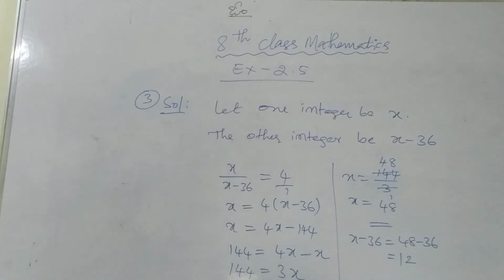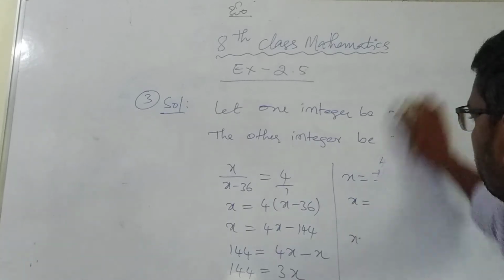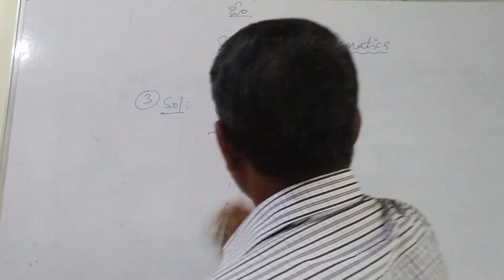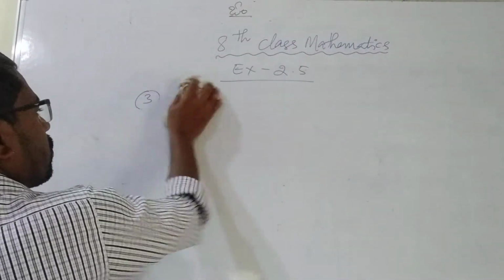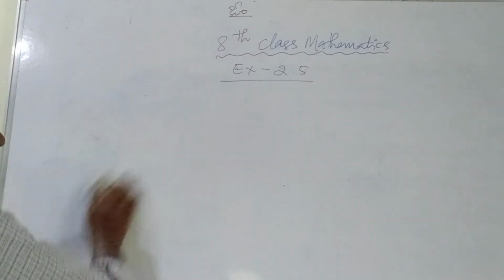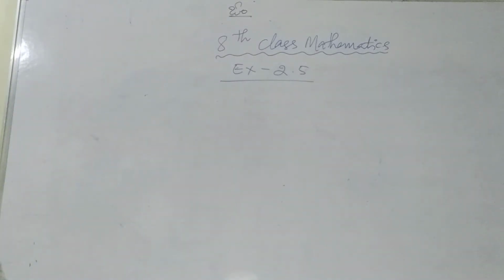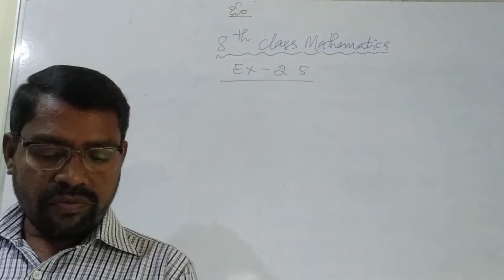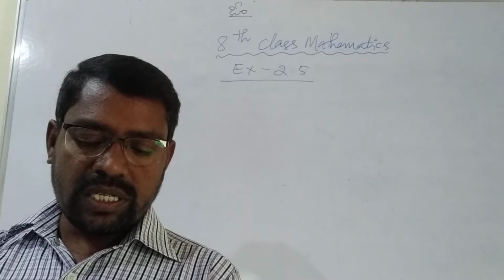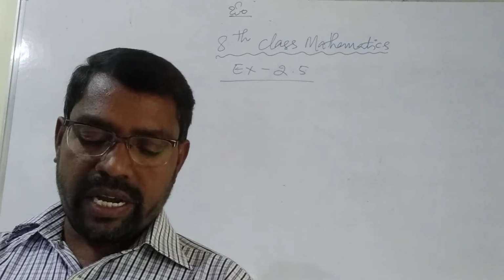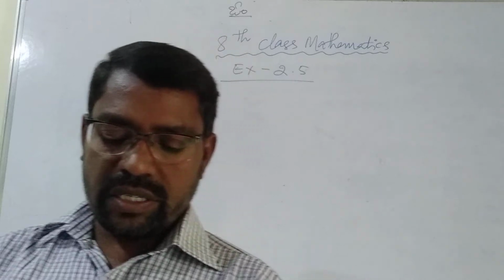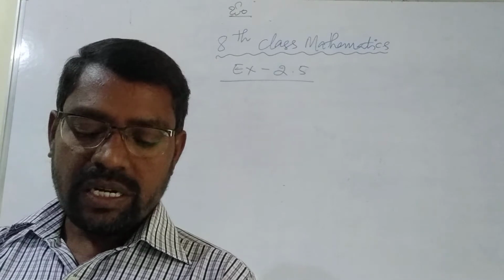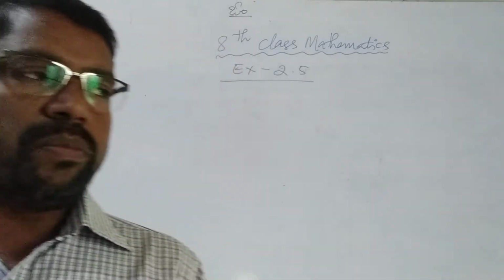Now I am going to take the next question. See question number 5. What is question number 5? Once I read it, listen. Find 3 consecutive numbers such that if they are divided by 10, 17 and 26 respectively, the sum of their quotients will be 10.